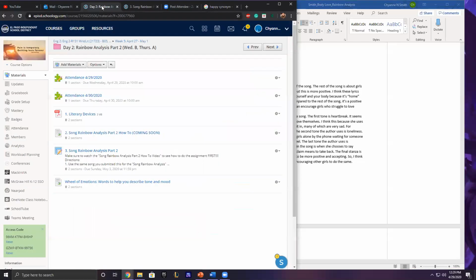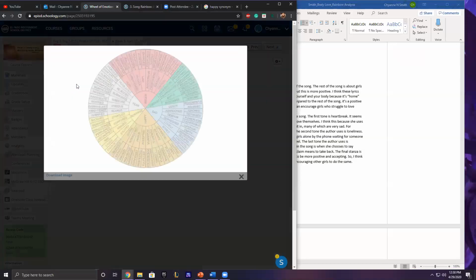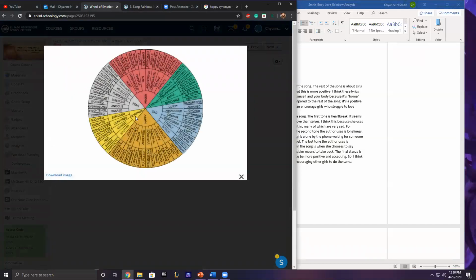I also added in Schoology in day 2 a wheel of emotions to help you describe the tone and mood. So you can see you can start with your base emotion and then branch out. And if you see any of these words that you know and like, and you think it better describes what you're feeling, you can use it, or definitely look up the words and see if they fit what you mean. You've got Google at your disposal as a dictionary, so try to look up those words.